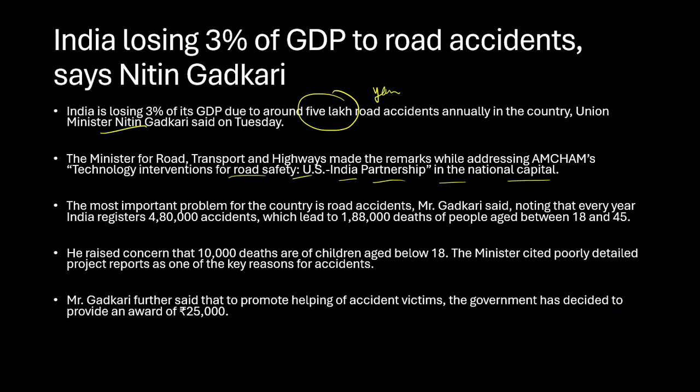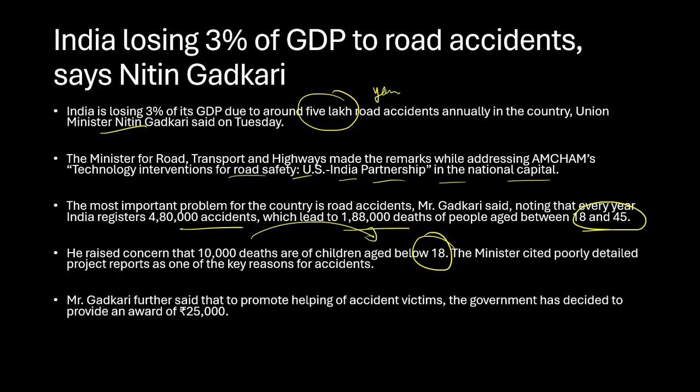So what we have to understand is the country records somewhere around 4 lakh 80,000 accidents. Out of which 1,88,000 deaths were of people aged between 18 to 45. So you can see these many people have met with an accident. Out of that, these many people have died, and their age is from 18 to 45. He also raised the concern that around 10,000 deaths are of children below 18 years. So this is something which is not good. What you have to understand here is that they're losing their lives, and this is a raising concern of safety.